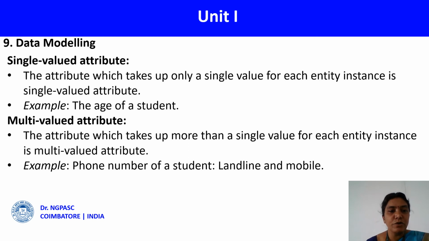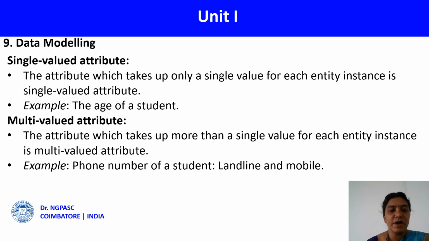Single valued attribute is an attribute which has only one value. For example, a student may have only one age. He or she will have only one roll number. An employee will have only one ID, and only one salary. A single valued attribute, as the name itself indicates: if only one value is applicable for that attribute, I can call it a single valued attribute.